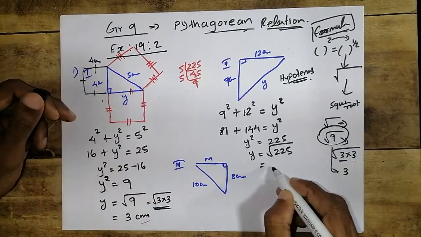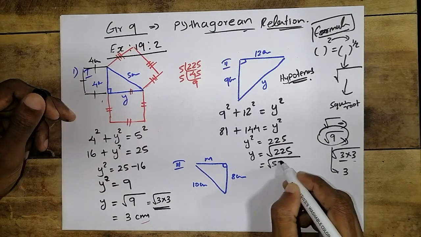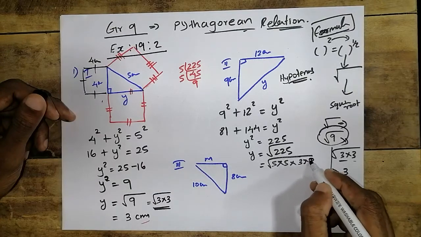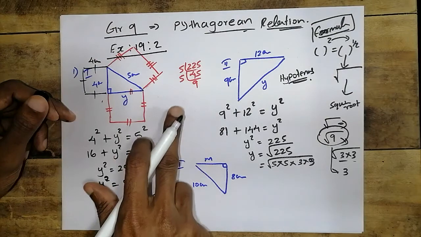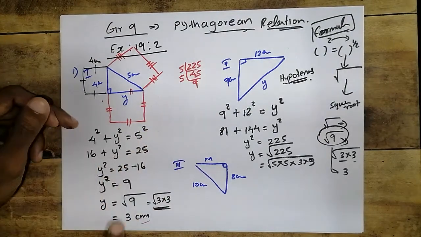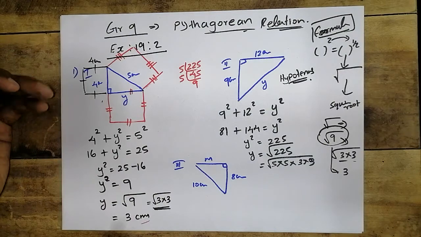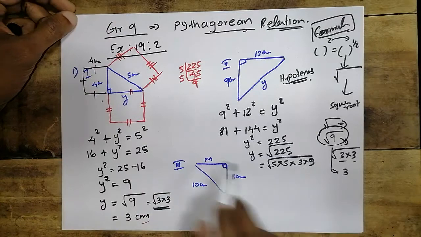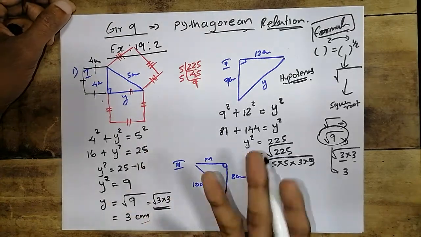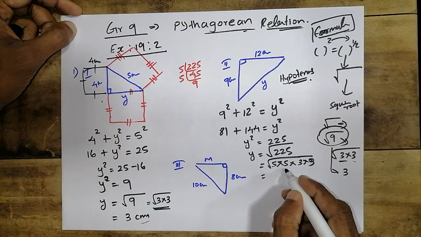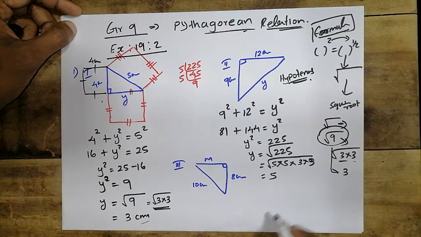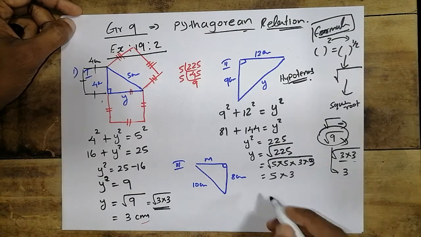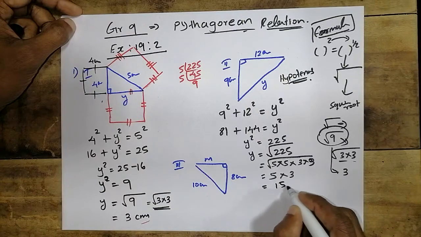So 225 we can write like this: 5 into 5, and 9 is 3 into 3. If you got a 9, you already know 9 is a perfect square. The answer is 3 as the perfect result we have for the square root of 9. Okay, so we can write 3 into 3. It is not necessary to do the working here. Stop, right? We'll go forward. So 5 into 5 we can take out one 5. 3 into 3 we can take out another one of the value, so 3. So the final answer is 15 centimeter.